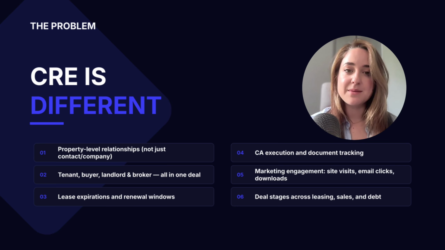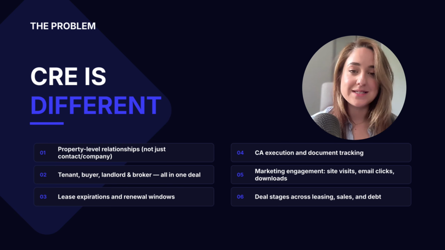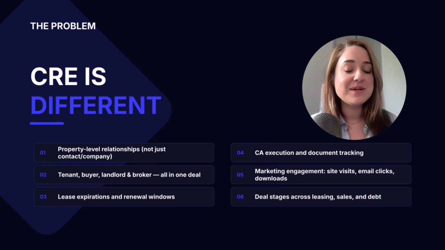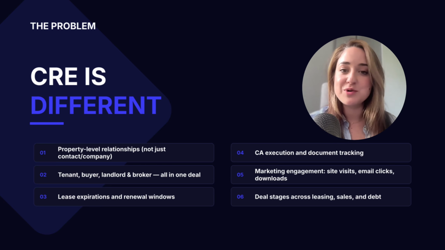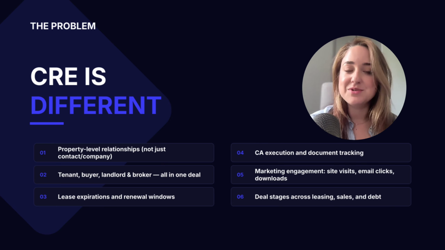Most generic CRMs are built around a simple sales loop. Contact, company, deal, task, close. That works for a lot of industries. Commercial real estate is more complicated. Think about everything a CRE team needs to track. Property level relationships, multiple contacts tied to the same company or asset, buyer and tenant and landlord and broker relationships all in one deal, lease expirations, confidentiality agreement activity, document downloads, property website inquiries, email campaign engagement, tour activity. None of that maps cleanly to a generic sales CRM out of the box.